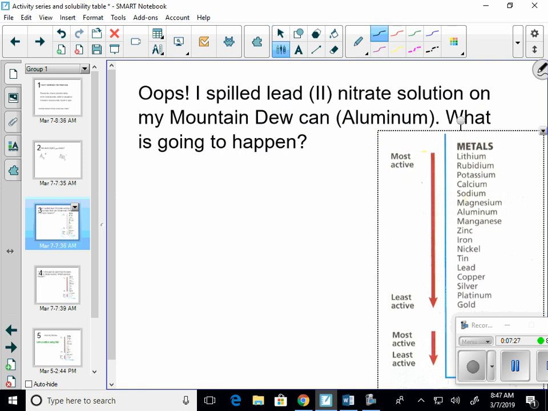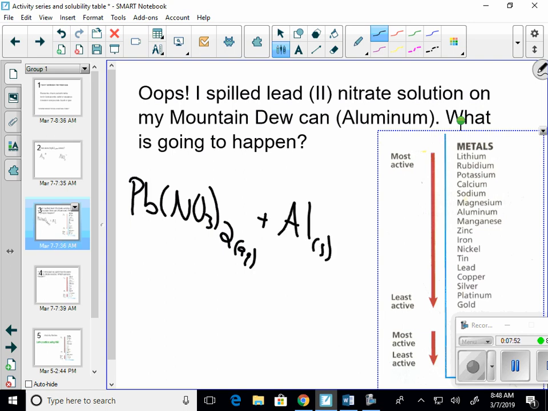Lead(II) nitrate, if I were to write out that formula, would be Pb(NO3)2. Again, remember, if you don't remember your polyatomic ions, it's on the flip side of this sheet that I just gave you. Remember, lead(II) means lead's a plus 2. If I were to spill this solution on my solid can of aluminum, would anything happen?